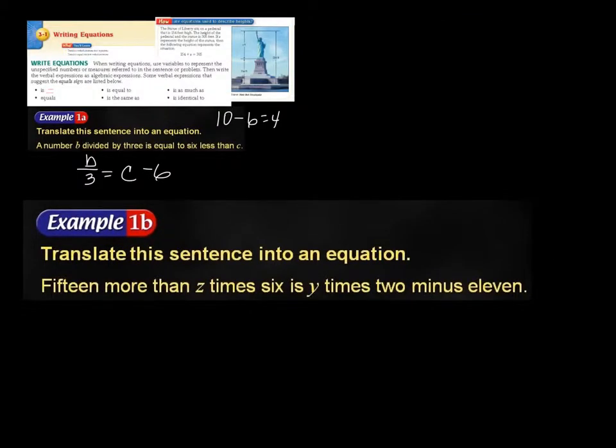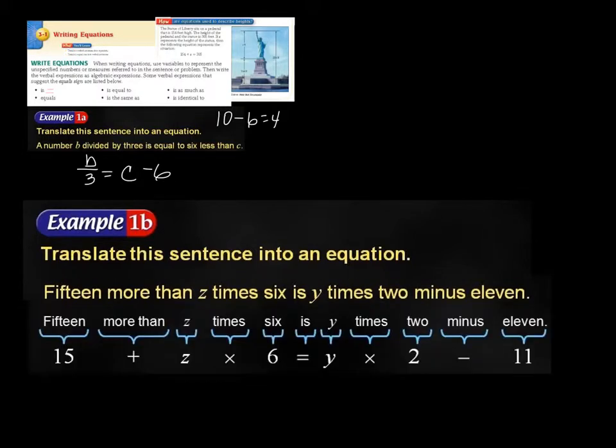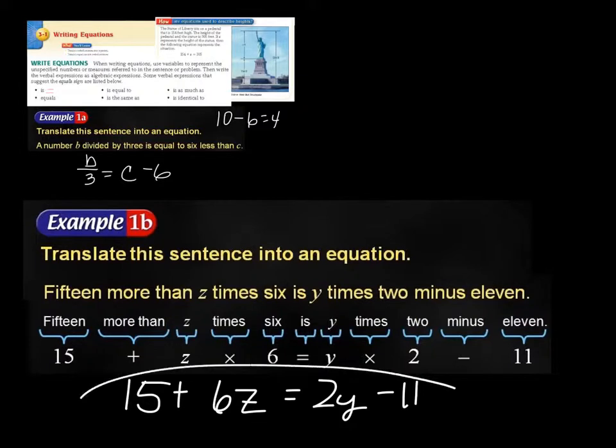15 more than z times 6 is y times 2 minus 11. More than means plus. Z times 6, we normally would write that as 6z. Is always means equals. Y times 2, we'd normally write 2y, minus 11. So just cleaning that up, we'd write 15 plus 6z equals 2y minus 11. So the word order of English does not always correspond in the same order as the algebra.